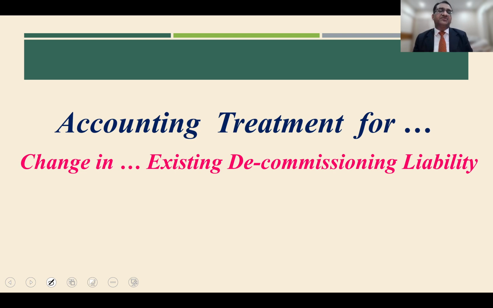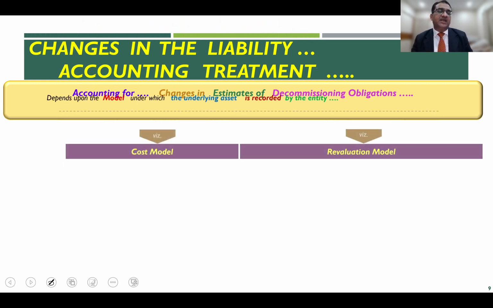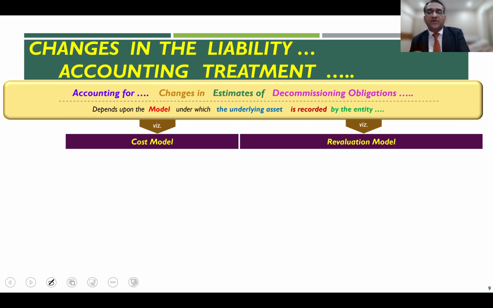Now let us see the accounting treatment of the change by way of case studies. I'll just give you a theoretical framework and then we will look at the case study. Accounting for a change in the estimates of the decommissioning obligation, if you look at these two literatures, depends upon the model under which the underlying asset, the underlying PP&E or the ROU asset, is recorded by the entity.